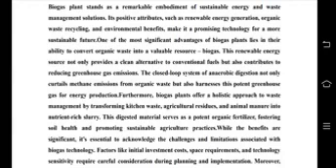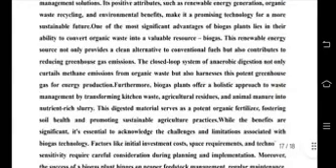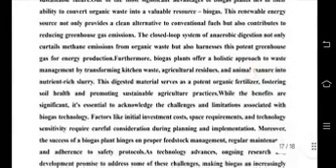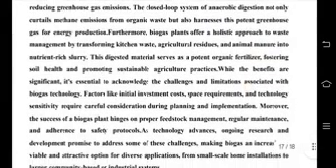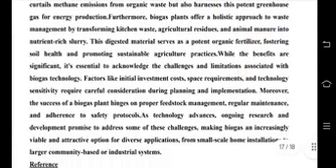Furthermore, biogas plants offer a holistic approach to waste management by transforming kitchen waste, agricultural residue, and animal manure into nutrient rich slurry. This digested material serves as a potent organic fertilizer, fostering soil health and promoting sustainable agricultural practice. While the benefits are significant, it's essential to acknowledge the challenges and limitations associated with biogas technology. Factors like initial investment cost, space requirement, and technology sensitivity require careful consideration during planning and implementation.